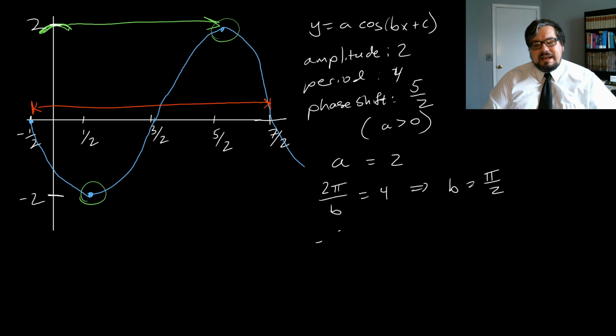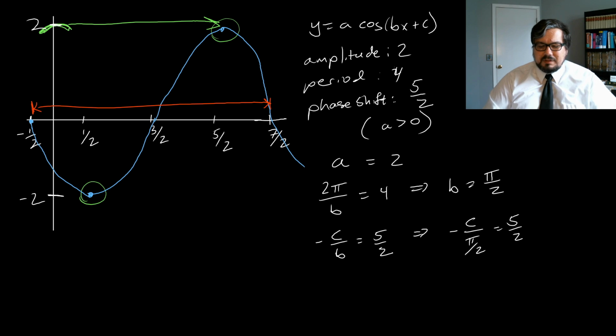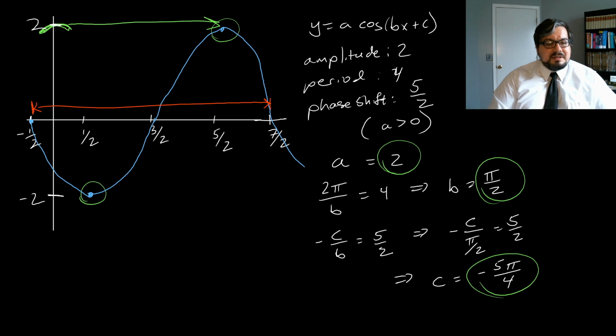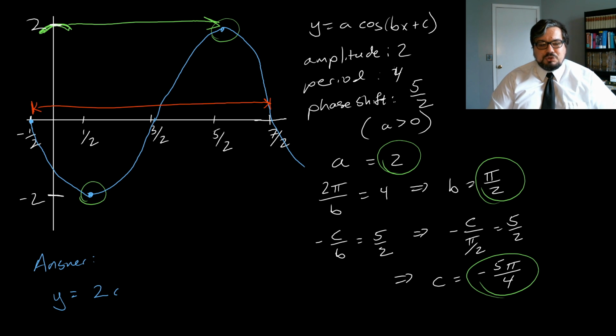Now for the phase shift, we have that negative C over B is equal to 5/2. So that means that negative C over pi over 2 is equal to 5/2. And again, unwinding the algebra, this tells us that C is equal to negative 5 pi over 4. So here's our A, here's our B, here's our C. And so another possible answer to this problem is y equals 2 cosine of pi over 2 x minus 5 pi over 4.